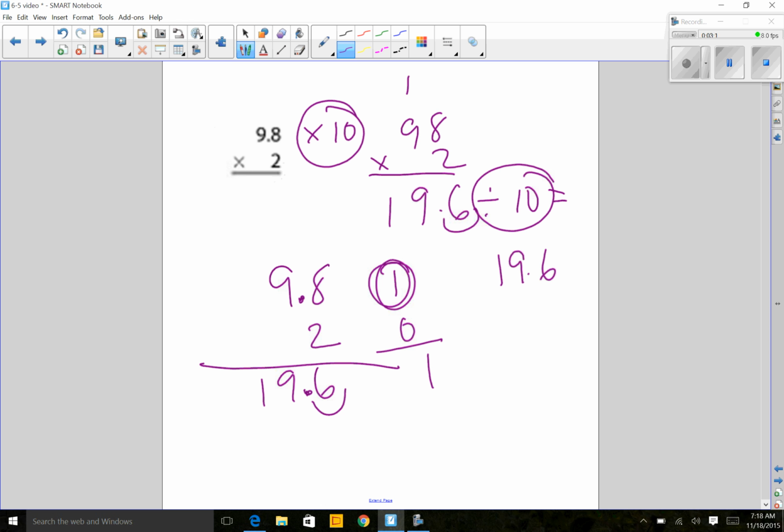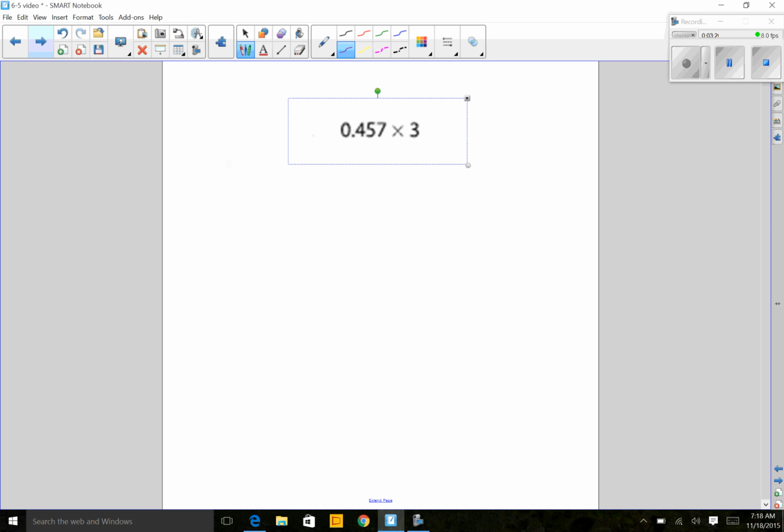All you're doing when you're counting the decimal places and moving the decimal place over is dividing by a factor of 10, because you multiplied by that same factor in the initial factors. And this works for anything.